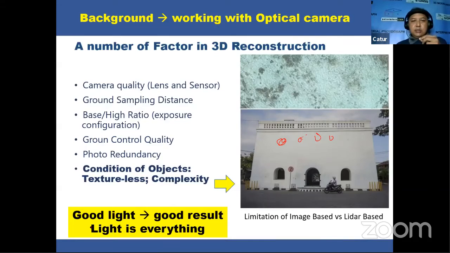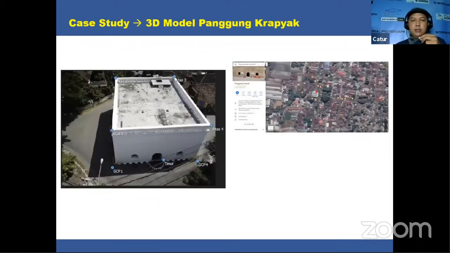The most important thing when working with the camera is lighting. Lighting is everything. If we can make homogeneous lighting, it's okay. But actually, it's not, because there are many variables. This is a sample of water. This is the water problem. This is a building, of course, and so on. There are many homogeneous textures. So this is the problem working with optical, that's why LiDAR comes in. This is my sample case taken by my student.